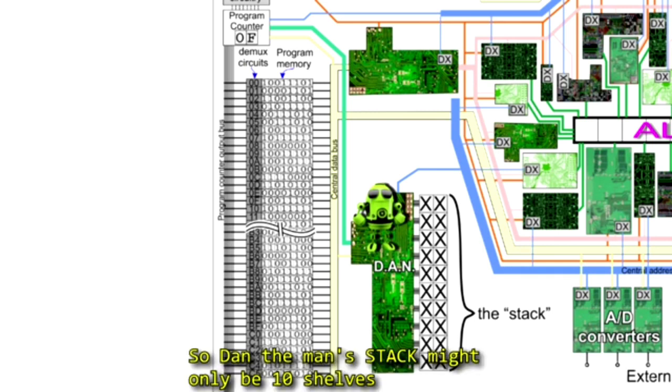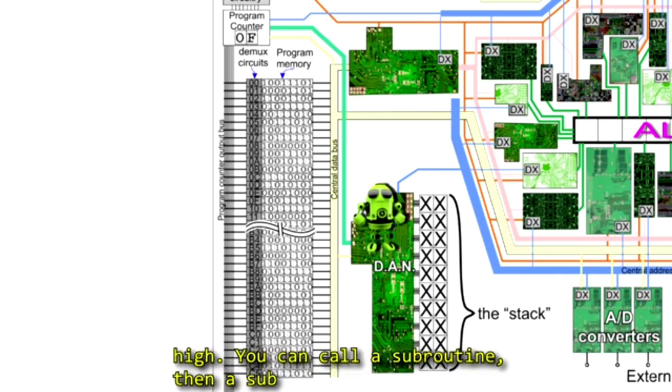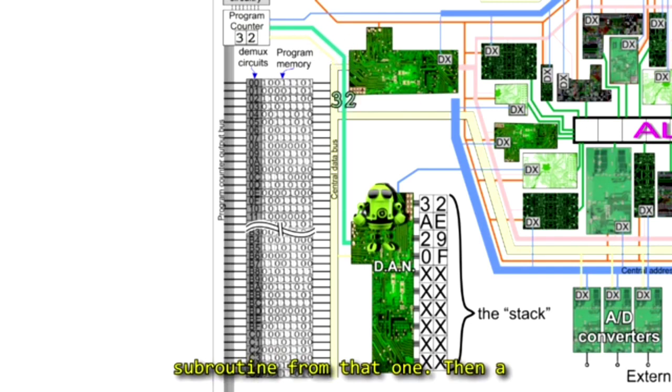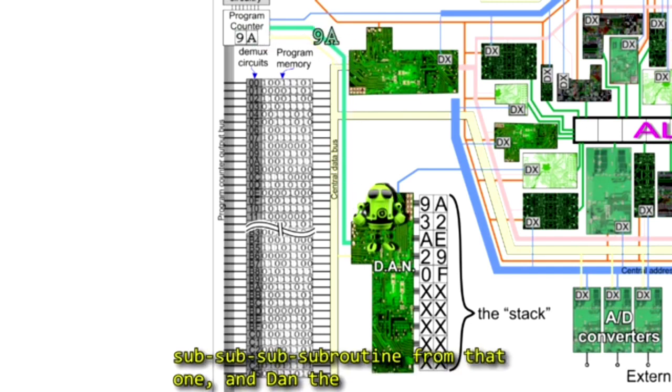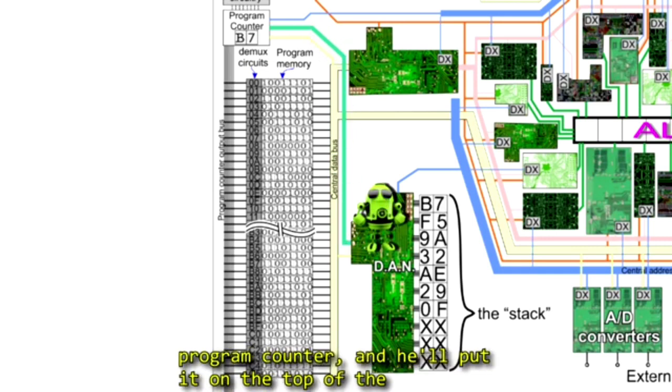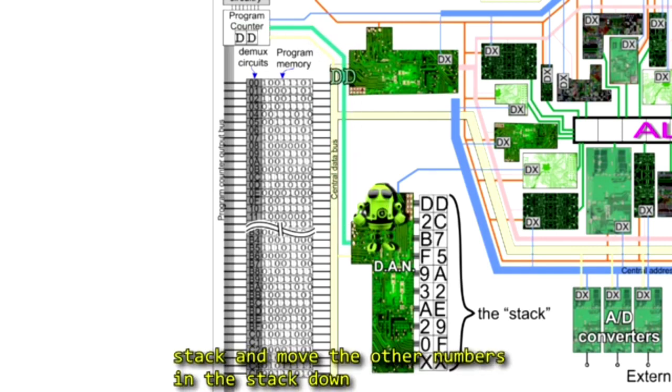So Dan the Man's stack might only be, say, 10 shelves high. You can call a subroutine, then a sub-subroutine within that one, then a sub-sub-subroutine within that one, then a sub-sub-sub-subroutine from that one, and Dan the Man will keep grabbing whatever number was in the program counter. He'll put it on the top of the stack and move the other numbers in the stack down one. Now, he only has 10 shelves in his stack. If you call 10 subroutines, no problem. But his stack is full. He's got no more storage room. He ran out of storage registers in the stack.